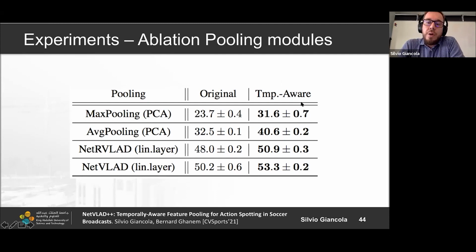Once you have a temporally aware, and especially the average pooling, if you are temporally aware, you already reach 40.6 plus minus 0.2, which is fairly good results, to be honest, when we know that in SoccerNet-v2, the state of the art was around 43, more or less. And here you don't have to learn any parameters in this average pooling. You just pool before and after those features.